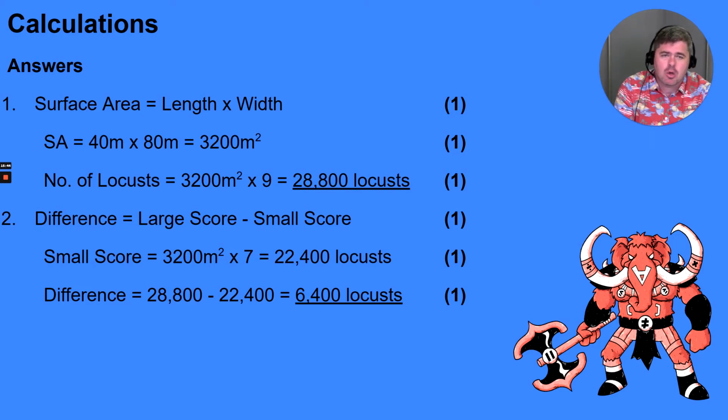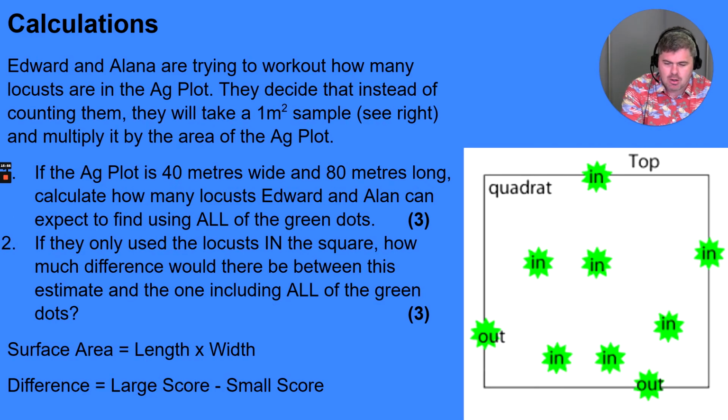Okay. Question 2 is a little bit more tricky. For this one, we need to find the difference between 2 scores. So before we do that, we need to work out what the smaller score would be. So it says here, if they only use the locusts in the square. In is in capitals, meaning that's the focus. So the green dots here that say in them are 7. There's 7 of them in total.